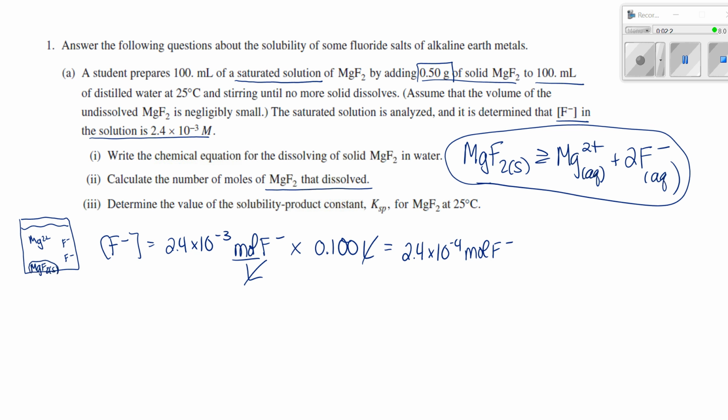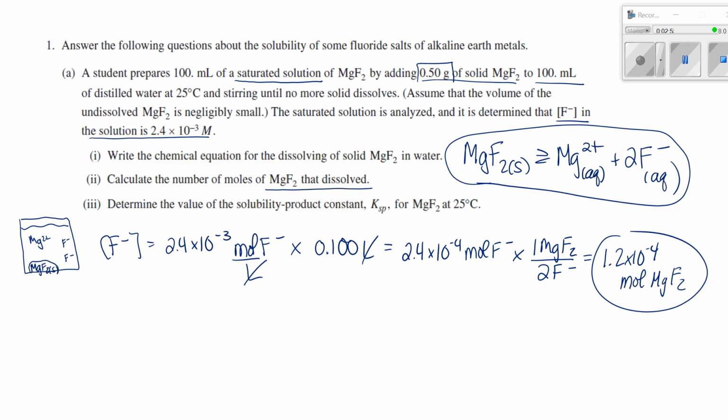fluoride were created when my magnesium fluoride dissolved. And then I can look up at this equation, use my mole ratio. I can see that for every 1 magnesium fluoride that dissolves, I make 2 moles of fluoride ions. So the amount of magnesium fluoride dissolved is actually 1/2 that of the amount of fluoride ions I am measuring. So 1.2 times 10 to the negative fourth, that's how many moles of magnesium fluoride must have dissolved based on this observed concentration of fluoride ions in my saturated solution. So that's the answer to number 2.